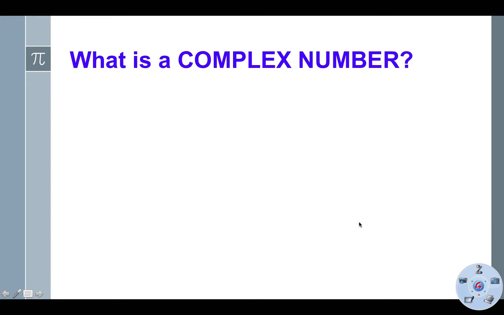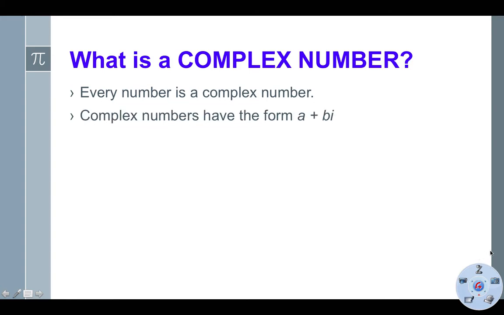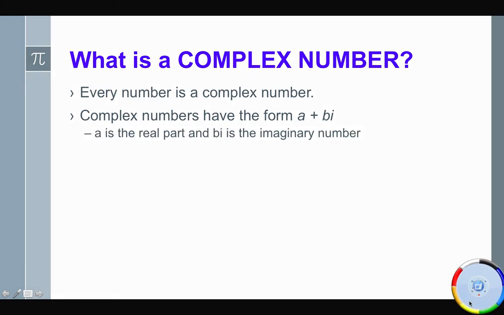So imaginary numbers lead into what we call a complex number. What a complex number is essentially: every number can be written as a complex number, in that complex numbers have the form a plus bi, and the a is what we call the real part. And the bi is what we call the imaginary part.